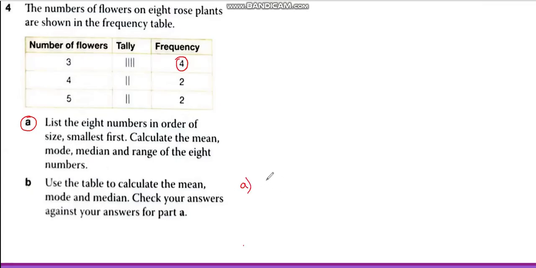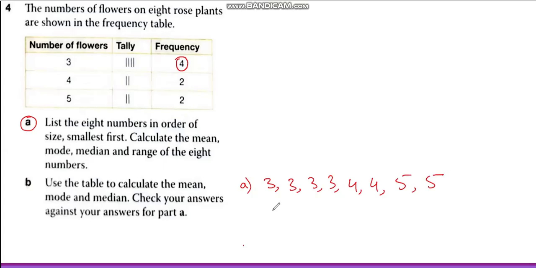First of all, we have 3 that is being repeated 4 times. Then we have 4. Its frequency is 2. There are 2 plants on which each plant contains 4 flowers. And then the frequency of 5 is also 2.